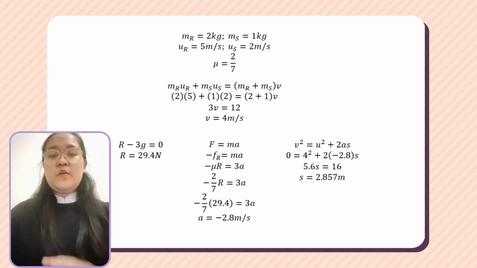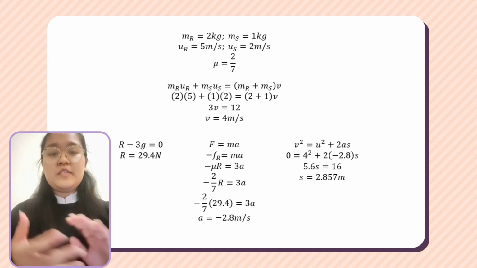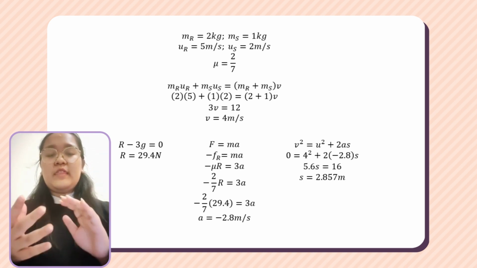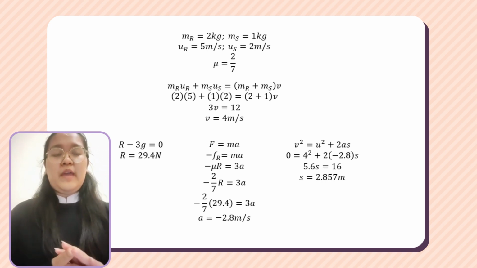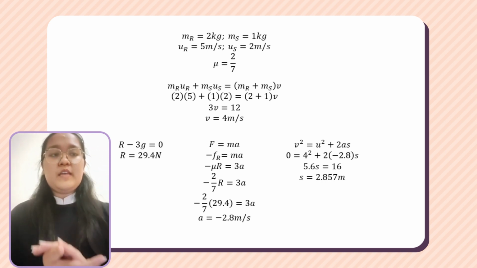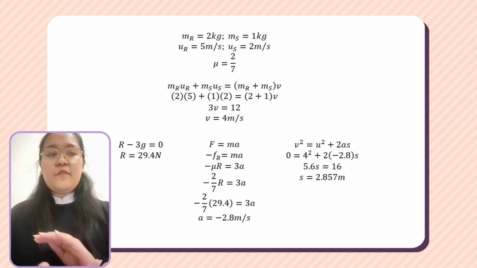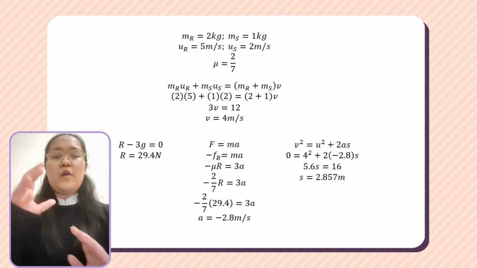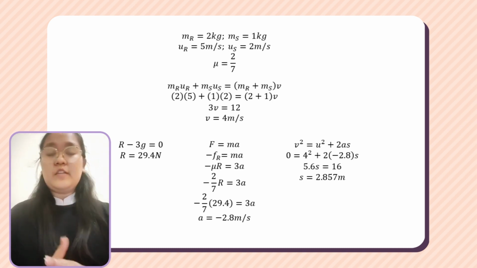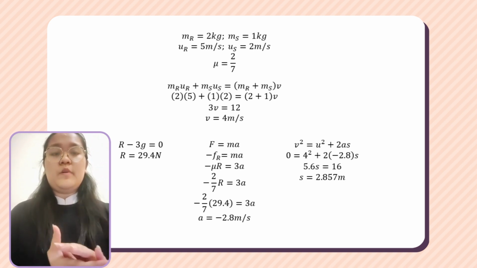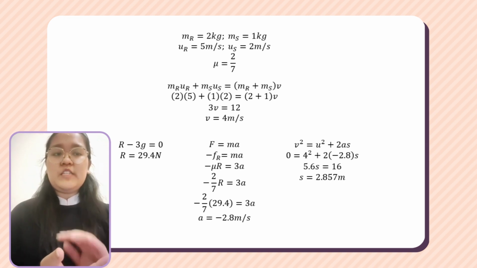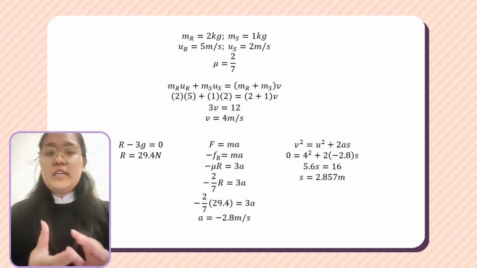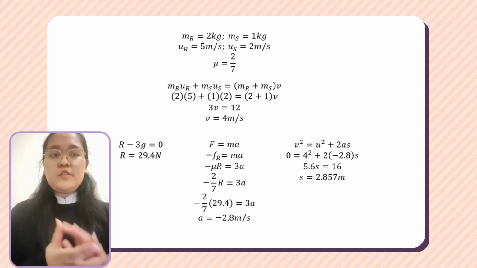Next, in order to use the formula of v squared equals to u squared plus 2as, because we want to find the s, we have to find the acceleration along the x-axis. Here we can use the formula of F equals to ma. Our F here is our friction force, which we get our negative friction force equals to ma. Why is it negative? Because our particle moved to the right and our friction force is to the left. That's why it's negative. So we all know here that friction force equals to coefficient of friction times R, normal force. So first we have to find our normal force. Our normal force is R minus 3g equals to 0, and g here is gravity. So our R here is 29.4 Newton.